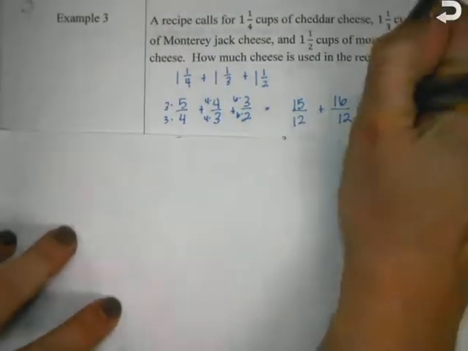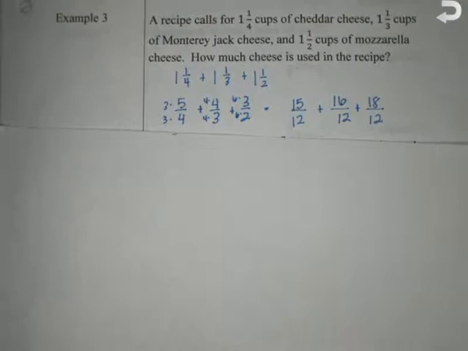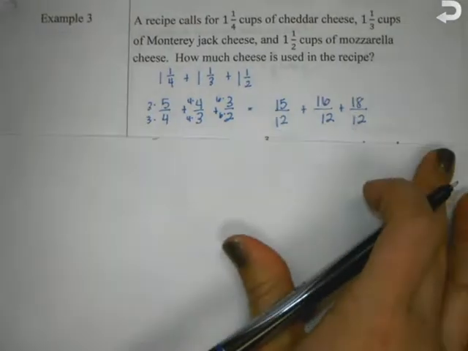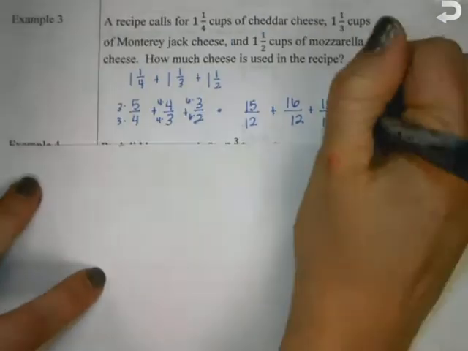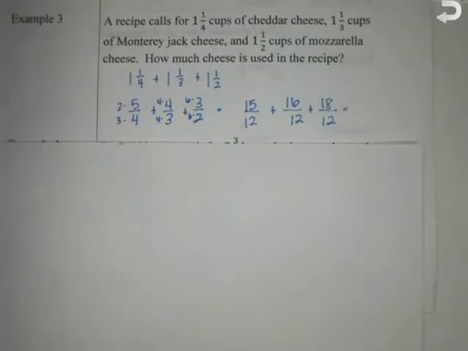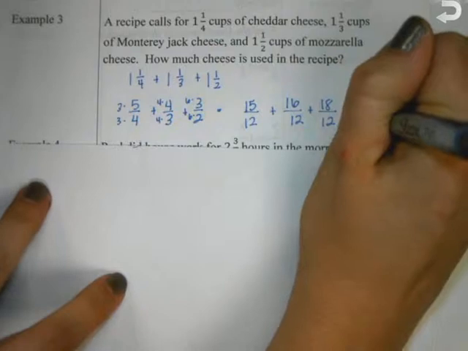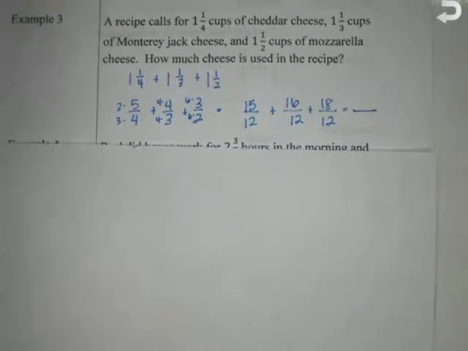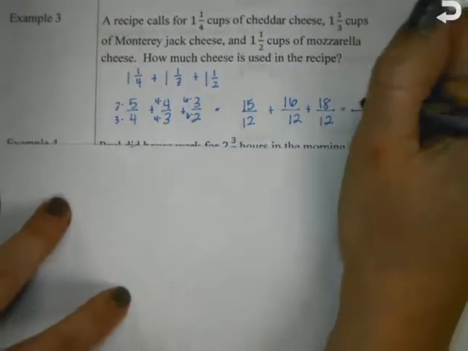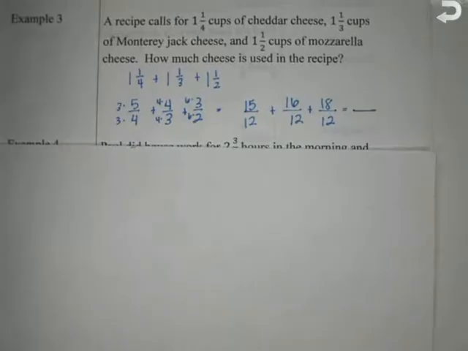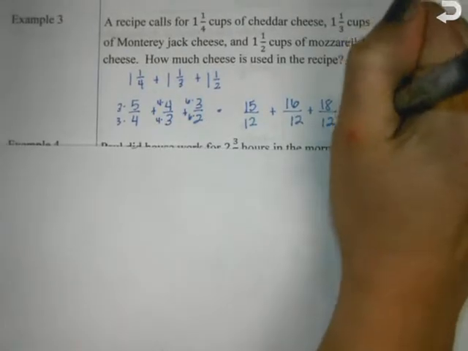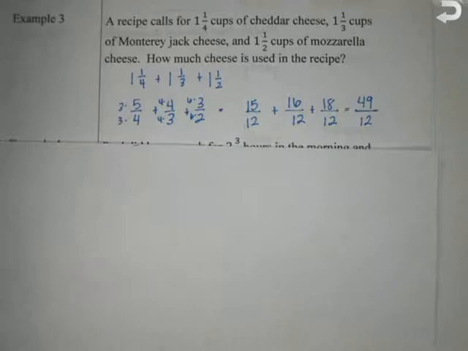Okay. Next step. What do I have to do next? Add up the numerators. What do I do with the denominators? Leave them. Darren, what is 15 plus 16 plus 18? 49. 49? Who said they got 59? I'm checking it now. 49. Okay, 49 over 12. Ladies and gentlemen, does that reduce at all? By what?